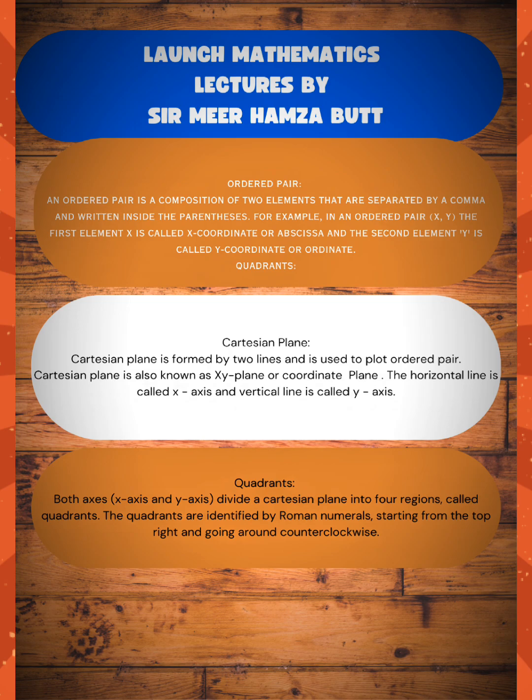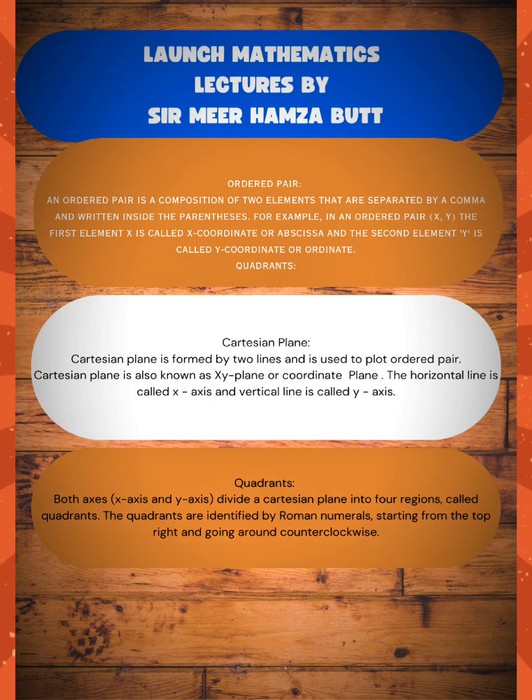What is the Cartesian plane? The Cartesian plane is formed by two perpendicular lines. Which lines? Perpendicular lines, and it is used to plot ordered pairs. The Cartesian plane is also known as the xy plane or coordinate plane. The horizontal line is called x-axis and the vertical line is called y-axis.